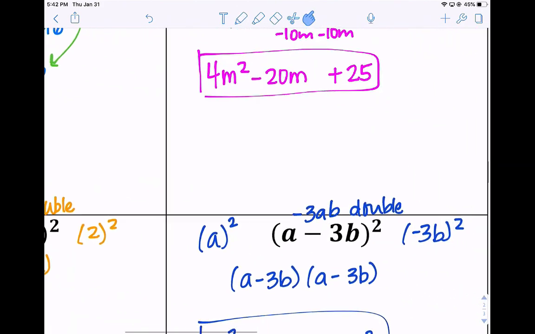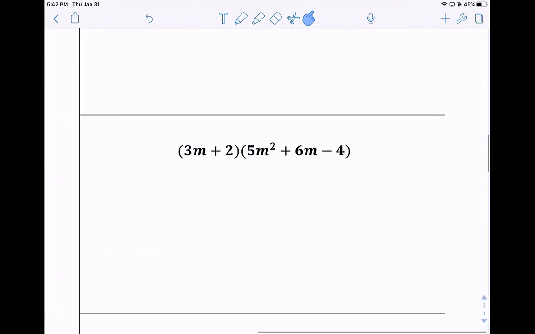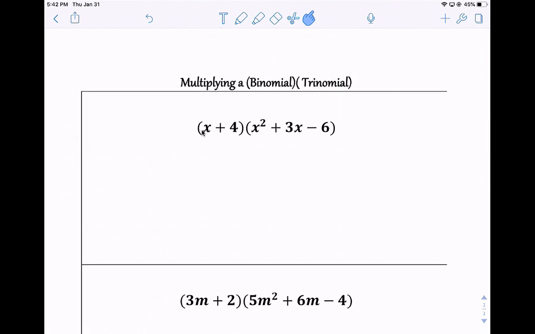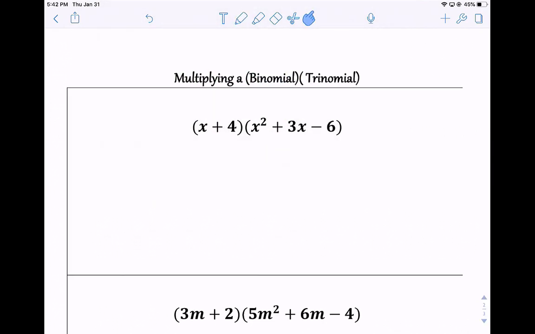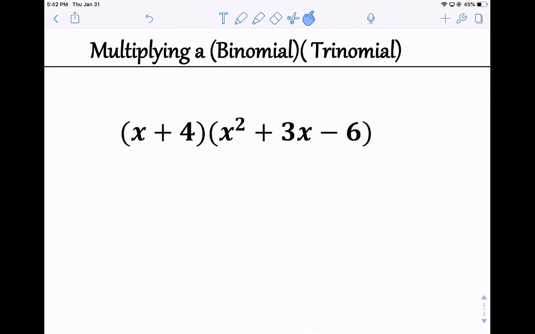Okay, so let's look then at the last side of this. We have a binomial times a trinomial. Nothing changes except I have one extra piece here. So I'm still going to multiply x times every one of these. So now I'm multiplying by x 3 times and then by 4 3 times as well. The way you line it up can really make a difference in just how it looks to you. So I'm going to show you a couple of different ways.